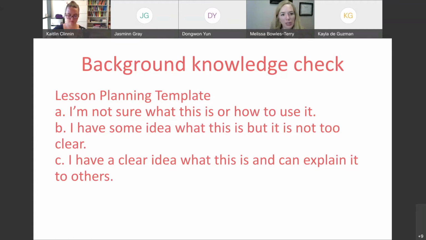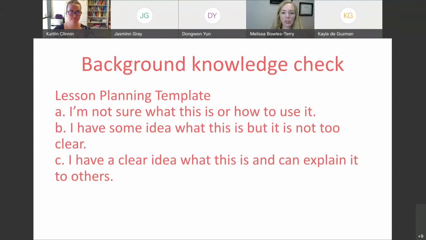So if I were doing a background knowledge check on the stuff that Caitlin and I have been teaching you the last couple of weeks, I might hand you the lesson planning template that we shared last week that's still in the folder that we shared, and ask you, what do you think about this lesson planning template? And you just choose A, B, or C. I'm not sure what this is. I have some idea what this is, or I have a clear idea what this is, and I can explain it to others, just to get a sense of where the class is at, what people know so far.